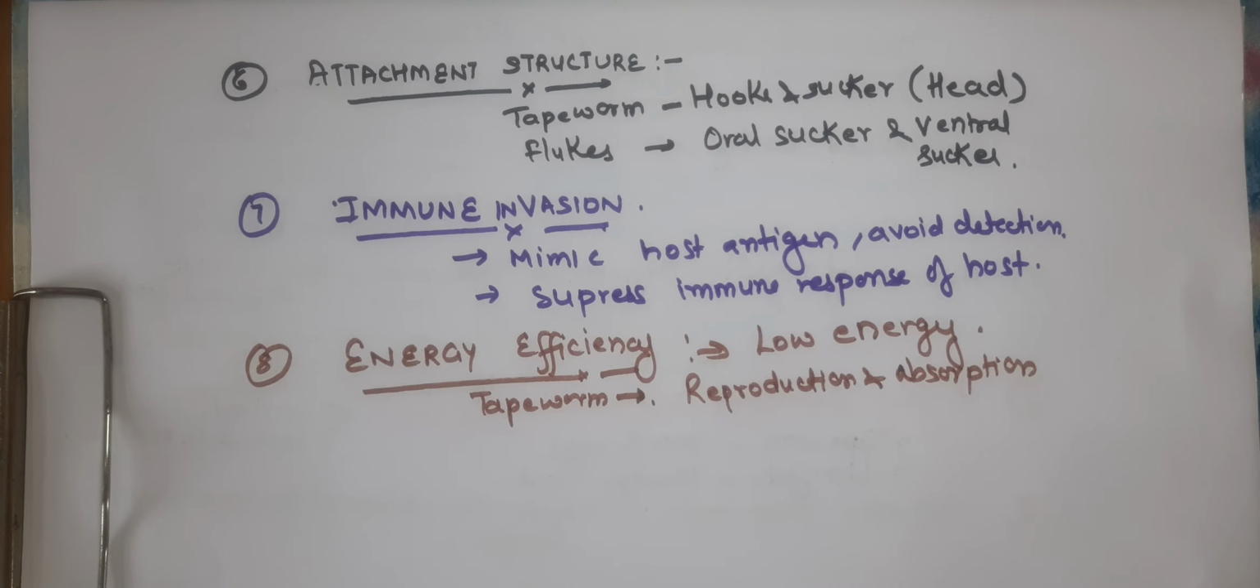So if we conclude, students, the parasitic platyhelminths are marvelously adapted to their parasitic lifestyle. The peculiar features, I will repeat them again: they have protective tegument, reproductive power and an immune evasion system. So this will help them to exploit the host system efficiently, ensuring their survival and propagation.